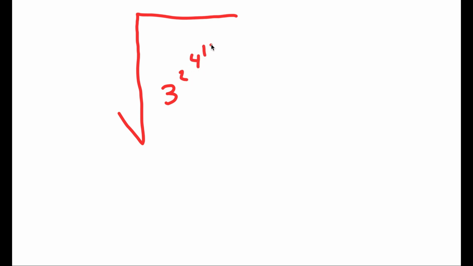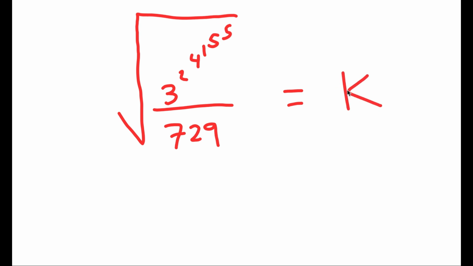Alright, so in this video, I'm going to be solving the problem, the square root of 3 to the power of 2 to the power of 4 to the power of 1 to the power of 5 to the power of 5 all over 729. So I want to find the value of this. And now what I'm first going to do is simply make this equal to a variable k.